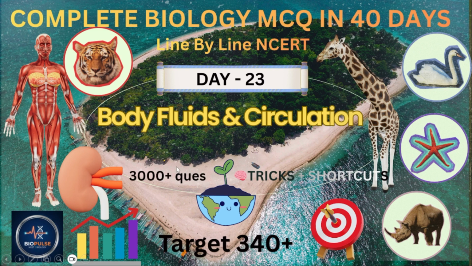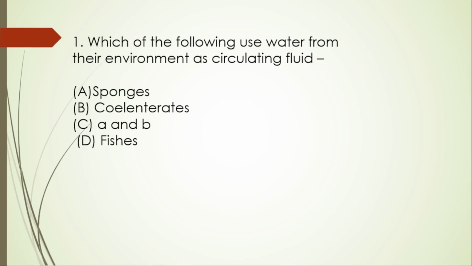So here is the first question of the chapter. Which one of the following uses water from the environment as circulating fluid? A. Sponges. B. Coelenterates. C. A and B. And D is fishes. So here the right option is C, that is sponges and coelenterates.